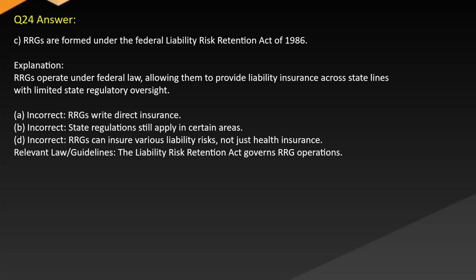Answer: C. RRGs are formed under the Federal Liability Risk Retention Act of 1986. Explanation: RRGs are under federal law, allowing them to provide liability insurance across state lines with limited state regulatory oversight. A. Incorrect. RRGs write direct insurance. B. Incorrect. State regulations still apply in certain areas. D. Incorrect. RRGs can insure various liability risks, not just health insurance. Relevant law guidelines: The Liability Risk Retention Act governs RRG operations.